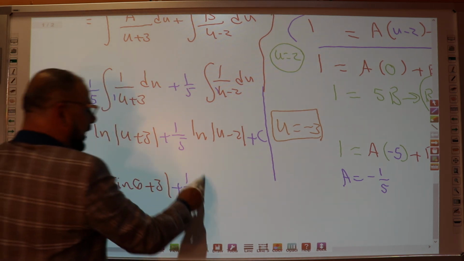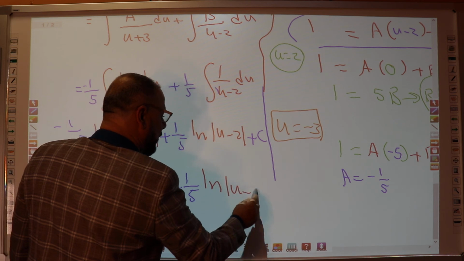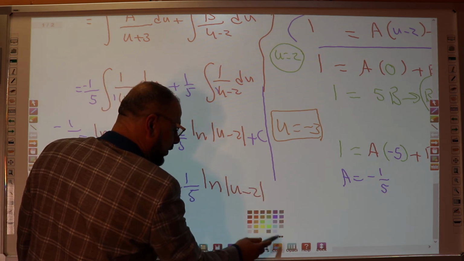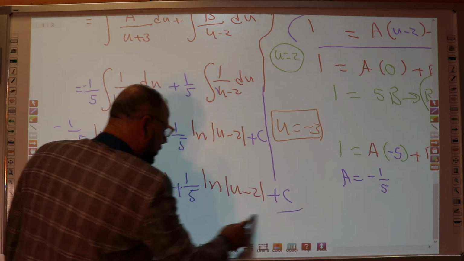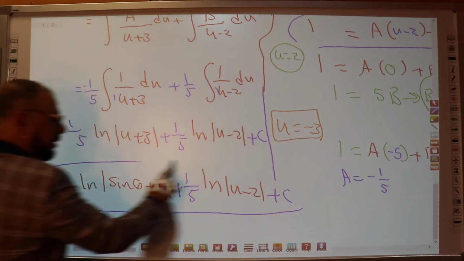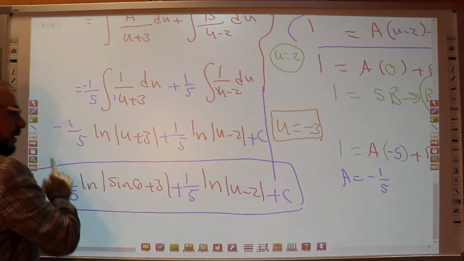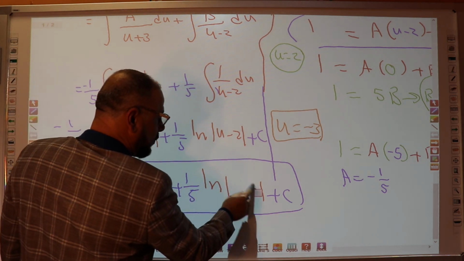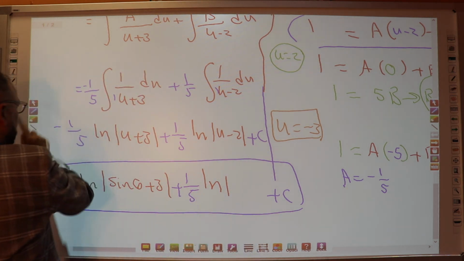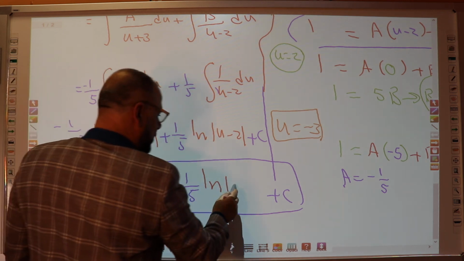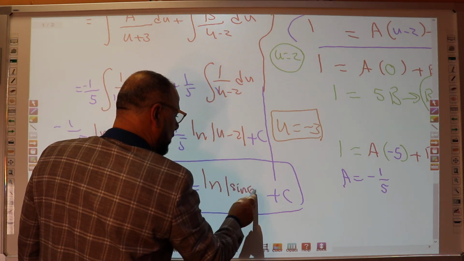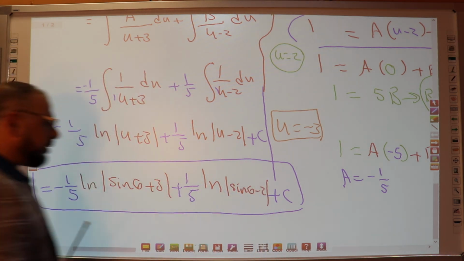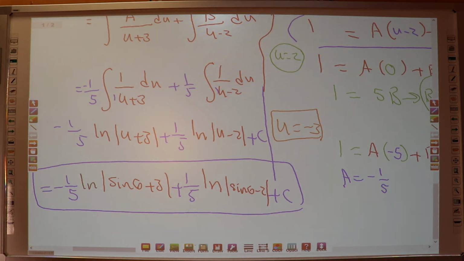And then next time, I will show you a different way to solve this problem, like what John did. Now I have to change u to be sine theta, right? Am I right? Here, we have to change u to be sine theta, minus 2 plus c.